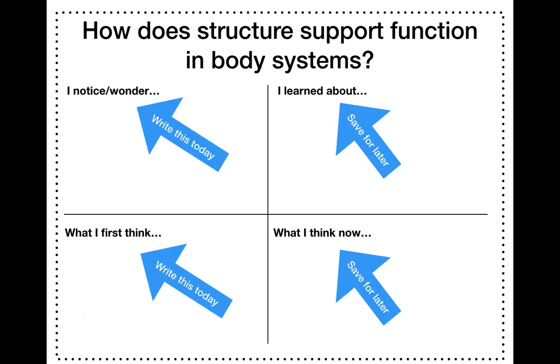So here is your phenomenon page. It should be a 2-pager, or again, if you're doing this digitally, make this into a 4-part table. Here's our question: how does structure support function in body systems? Today you're going to write down what you notice and wonder about this idea from the video you're going to watch, and then what you first think is the answer to this question. These two we'll come back to at the end of our unit.